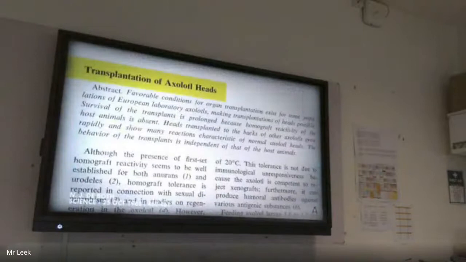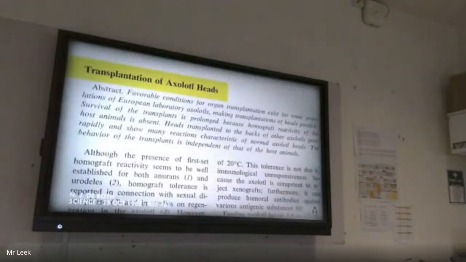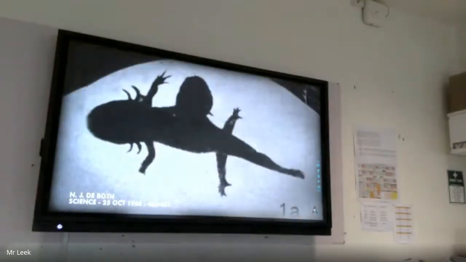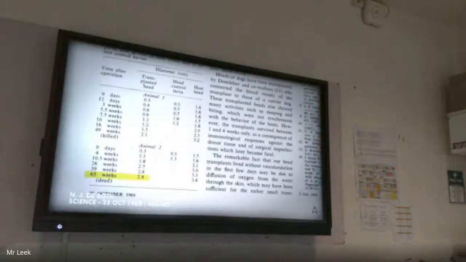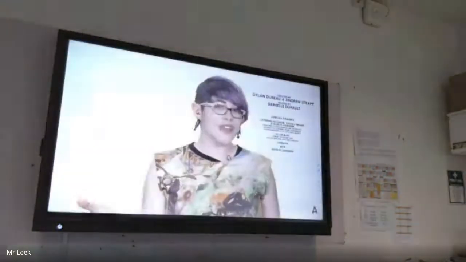In a study published in Science magazine in 1968, scientists were able to successfully transplant an axolotl head onto the back of another axolotl. One subject lived for 65 weeks after the operation, with the second head growing right along with the first head.